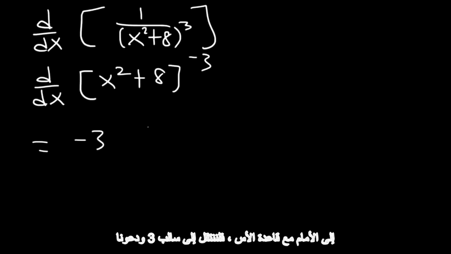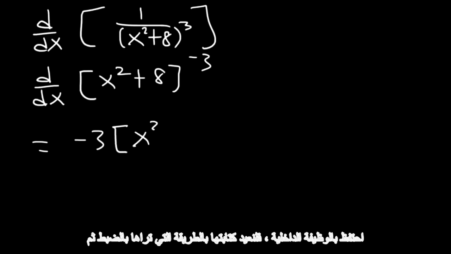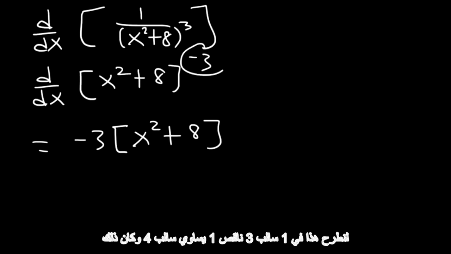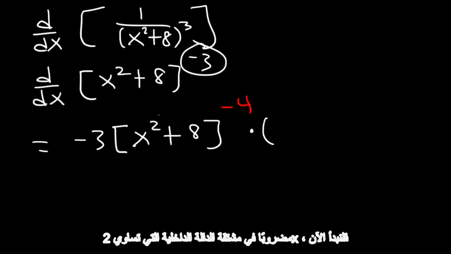Let's move the negative 3 to the front, and let's keep the inside function. Let's rewrite it exactly the way we see it. And then let's subtract this by 1. Negative 3 minus 1 is negative 4. And now let's multiply by the derivative of the inside function, which is 2x.